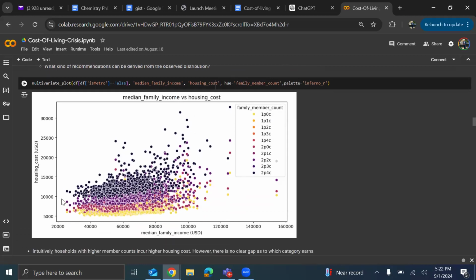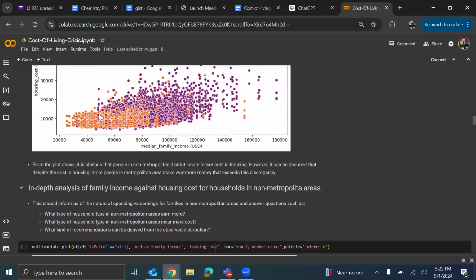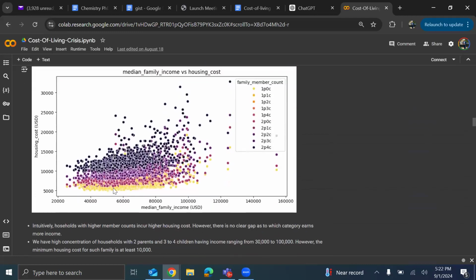You can see that people in non-metropolitan areas, we have established before, tend to pay less in housing. But now we can see that people with a higher family member count tend to pay more, like two parents and four children. Exactly, which makes sense. If you are living alone, one person, you can be earning higher, but paying lower housing costs.